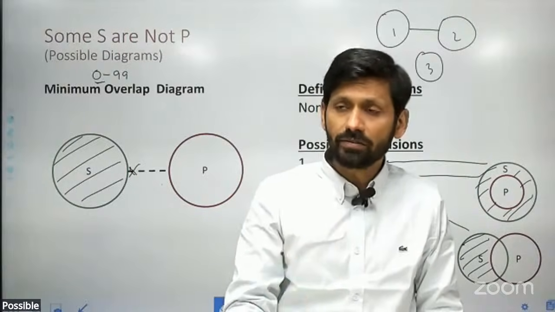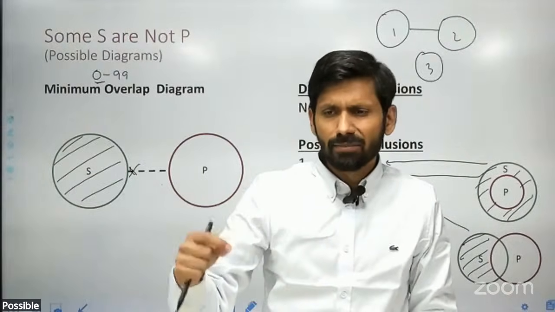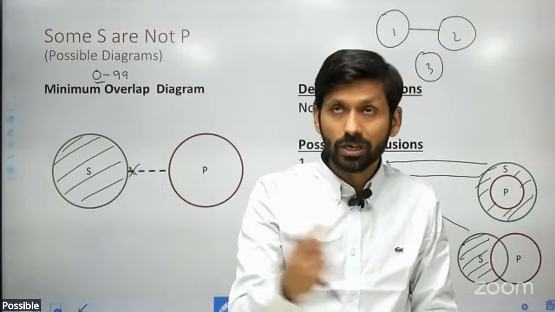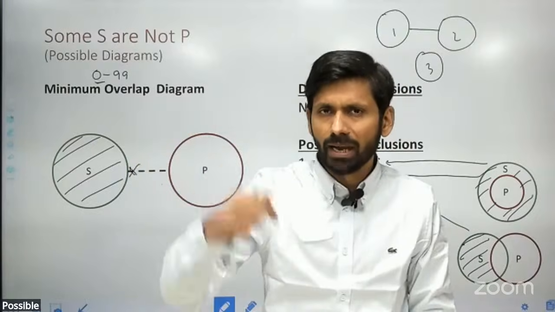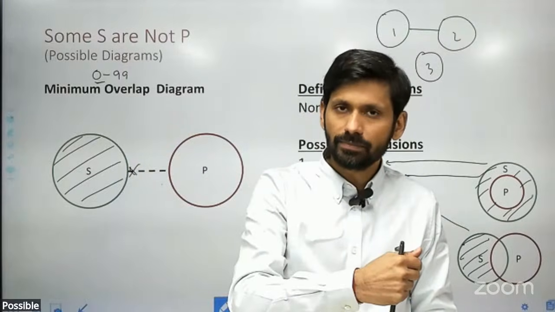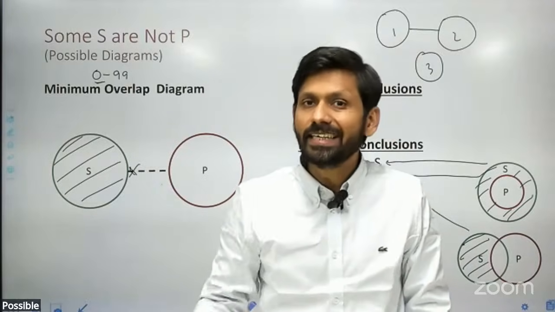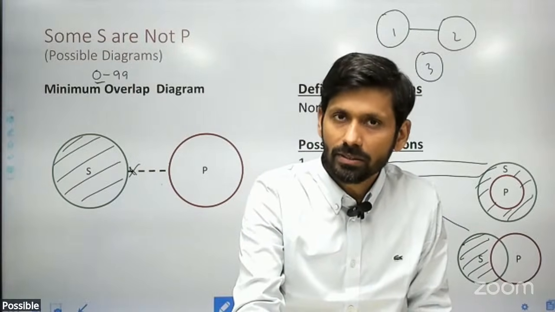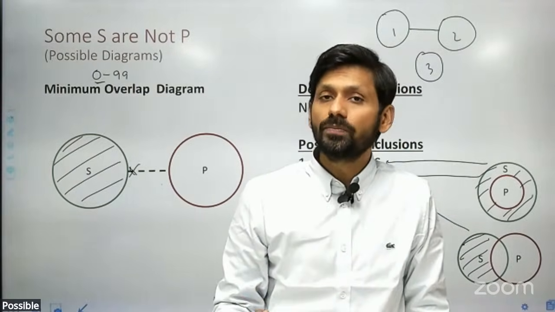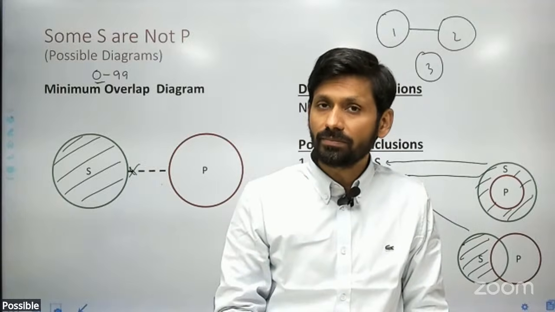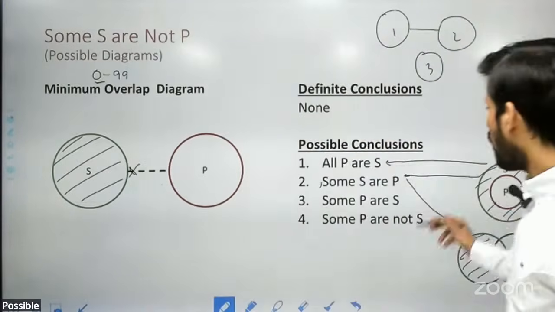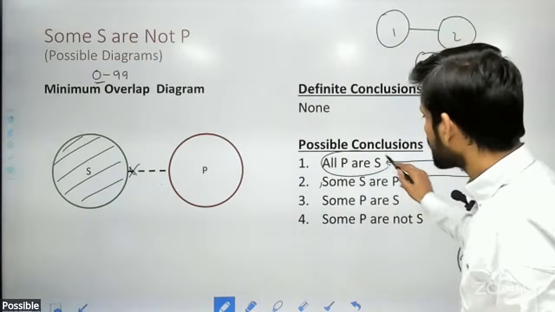So again, if we are given something like some black are white, or let's say the initial statement is some black are not white, and then the conclusion given is some white are not black, that conclusion does not follow. It is only a possibility. Why? Because all PRS is also a possibility.